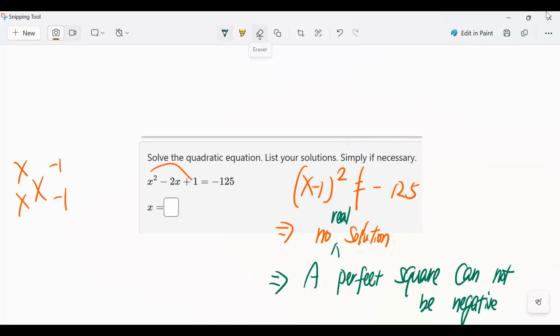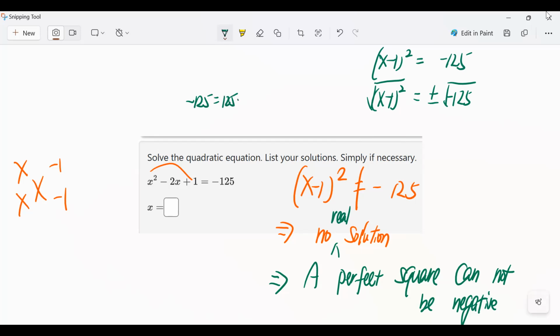So step one, just like the other one, x minus 1 squared. After that, taking the square root, x minus 1 equals plus or minus the square root of minus 125. And we know that minus 125 equals 125 times negative 1. Negative 1 is i squared. So this actually becomes x minus 1 equals plus or minus the square root of 125 i squared. That means we will end up with a couple of complex solutions.